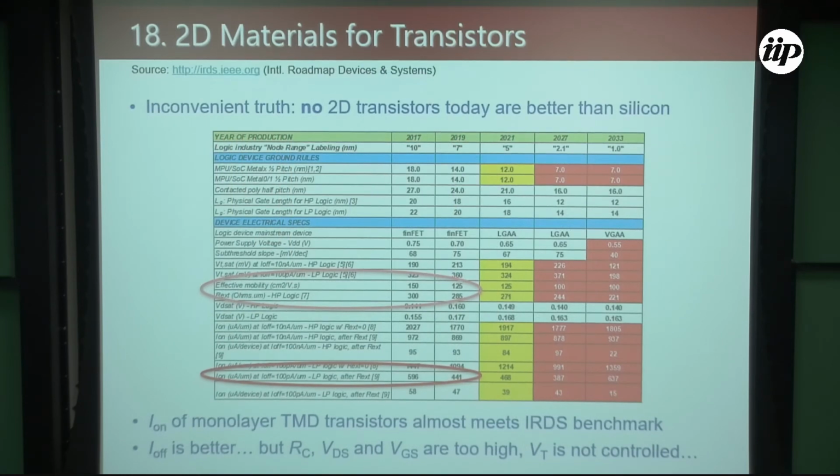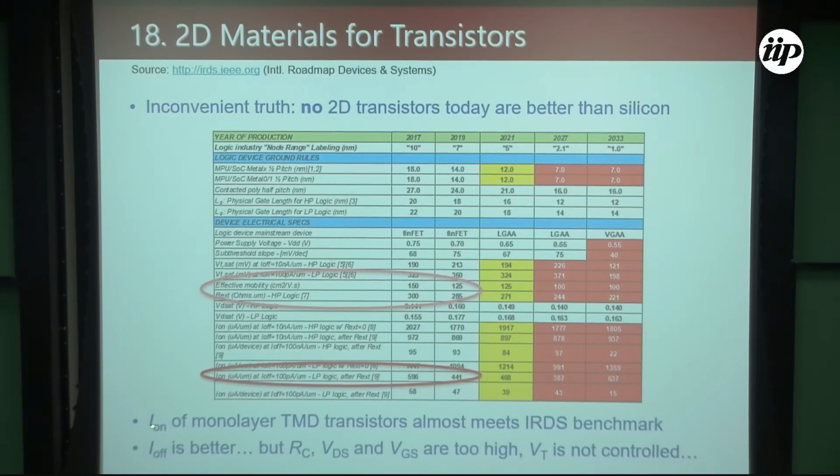Okay. This is benchmarking. This is more of an inconvenient truth. I pulled this directly from the IEEE International Roadmap for Devices and Systems. So this is all what they think silicon technology needs to look like starting now and going into the future. And here's the bad news. The inconvenient truth is that there are absolutely no 2D transistors today which are better than silicon, except maybe in the off-state current. That's what I showed you earlier.